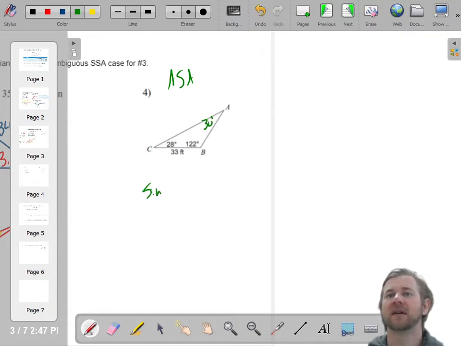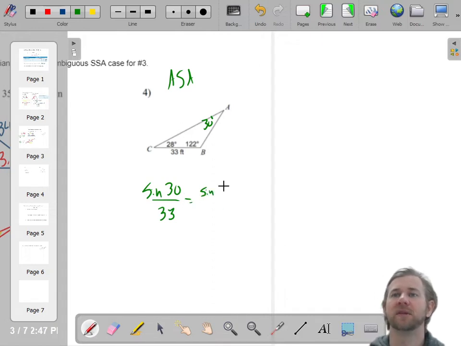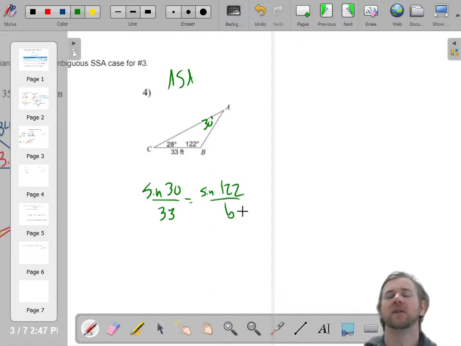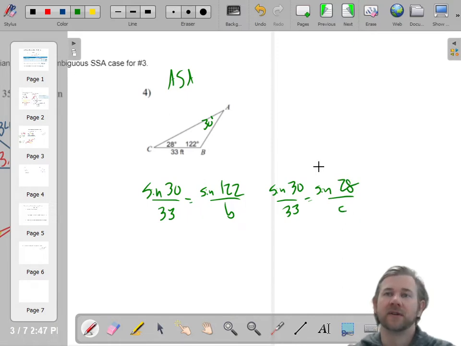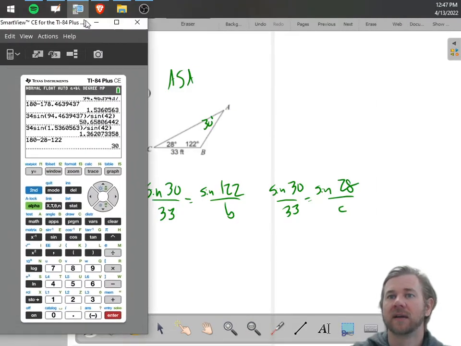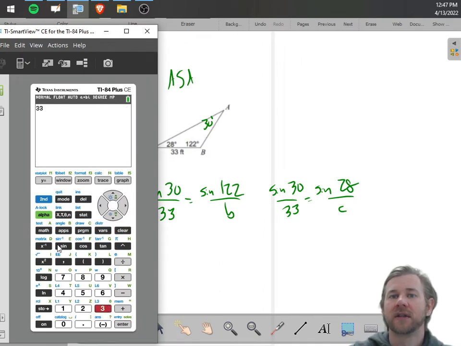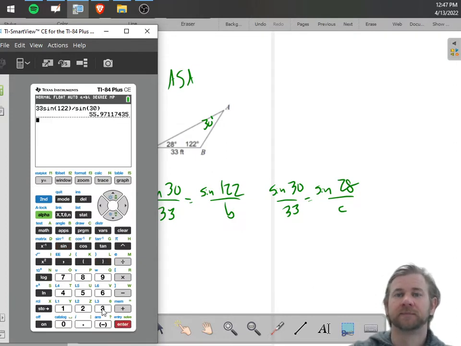The sine of 30 over 33 is the sine of 122 over little b. And then I'll just set it up the same way: the sine of 30 over 33 is the sine of 28 over little c. These are easy to type in. You just cross multiply. So 33 times the sine of 122 divided by the sine of 30, which is the same as multiplying by 2, and 33 times the sine of 28.